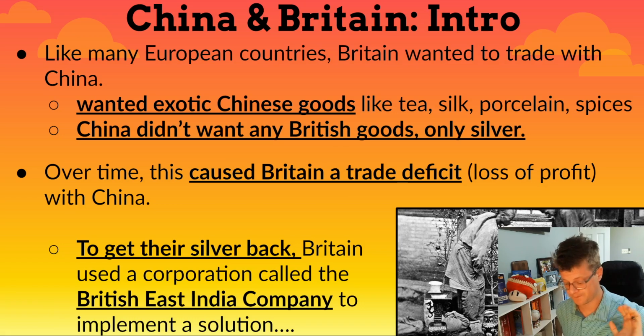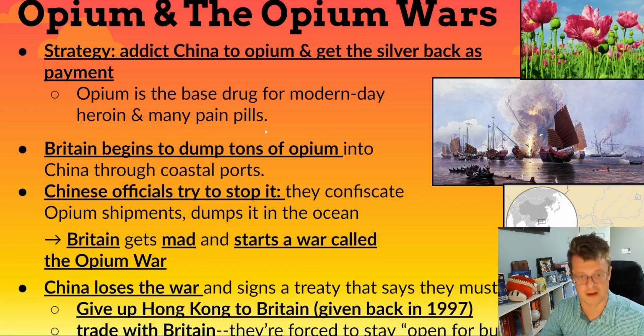And so the British East India Company, who we've already met in India, they're the ones running the trade over here in China. They come up with a plan to get all of the silver that they've earned back. And the solution that they come up with is opium.